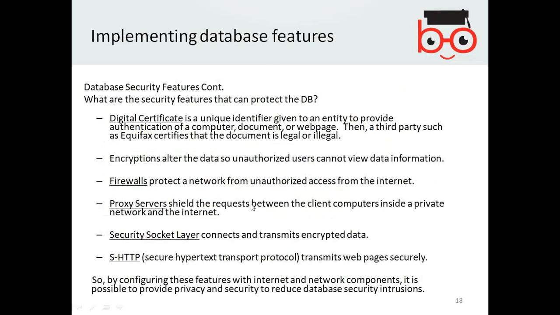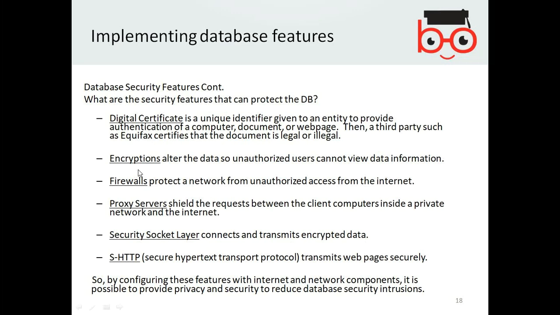Data security features continued. What are the security features that can protect the database? A digital certificate is a unique identifier given to an entity to provide authentication of a computer, document, or web page. Then a third party such as Equifax certifies that the document is legal or illegal. So when you use your emails or any applications securely, like your banking, they communicate using a digital certificate. For example, if you are a user using your browser, it travels with a digital certificate showing that you are an authenticated user using the username and password without amendment.